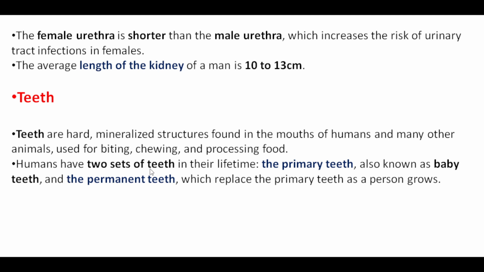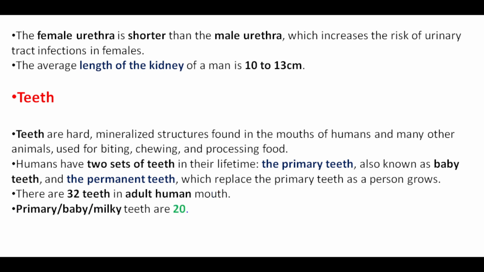Humans have two sets of teeth in their lifetime. The primary teeth, also known as baby teeth, or we call it milk teeth. The second one are permanent teeth, which replace the primary teeth as a person grows. There are 32 teeth in adult human mouth. Primary teeth, we call it baby teeth or milk teeth, are 20.